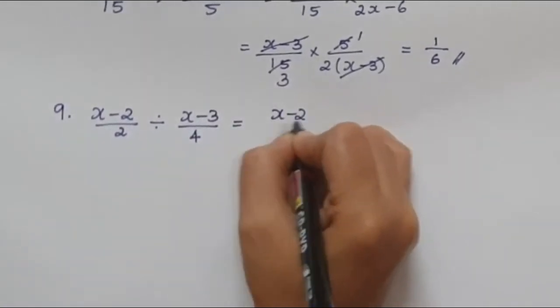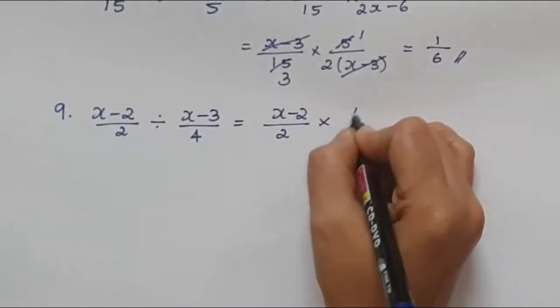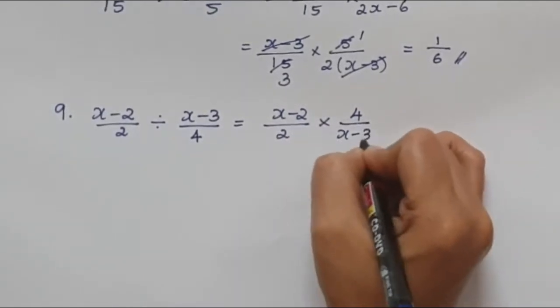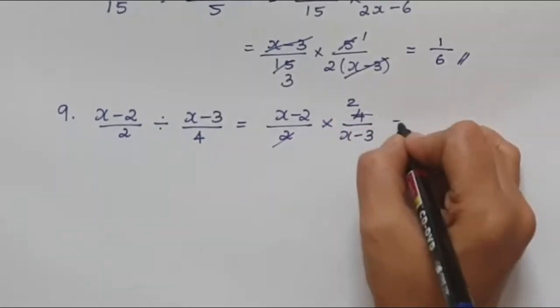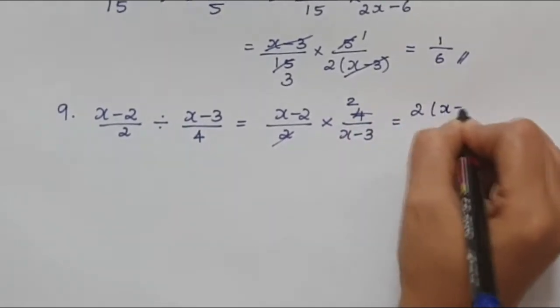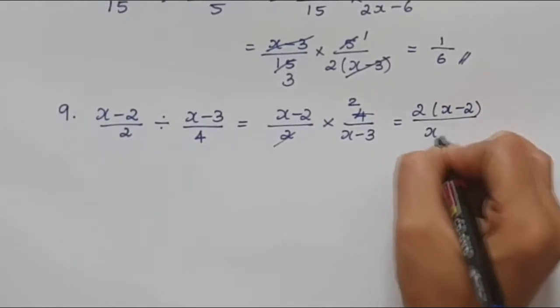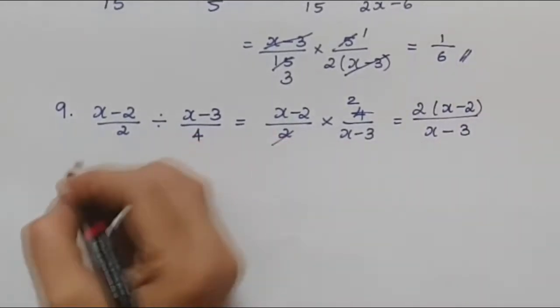So (x minus 2) over 2 multiplied by 4 over (x minus 3). We cannot cancel it over here, only this can be cancelled. So 2 into (x minus 2) over (x minus 3).